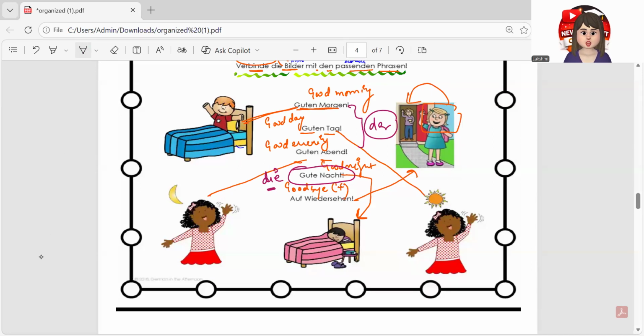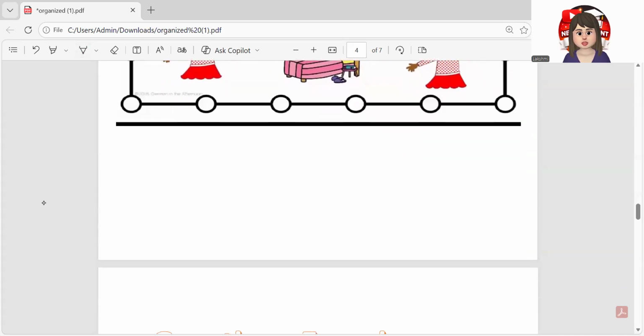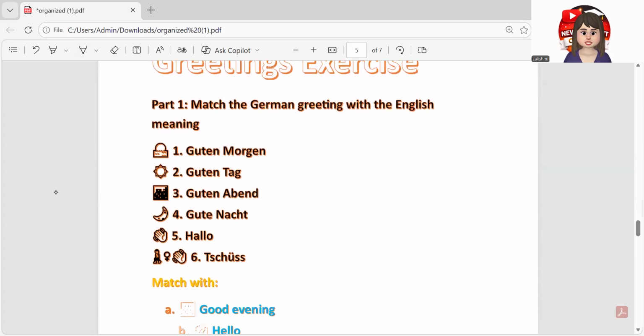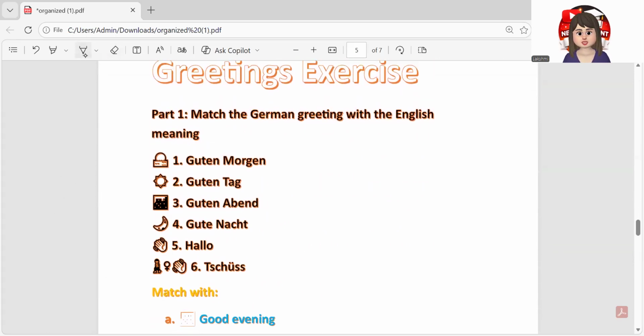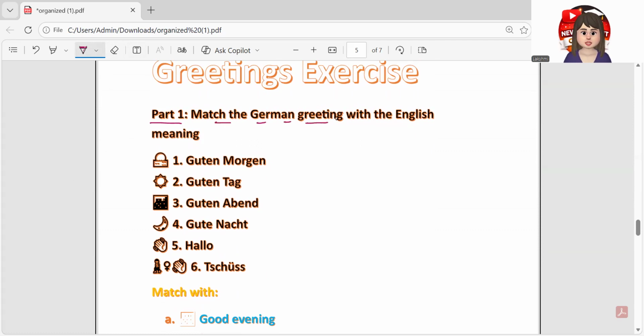Okay, now let's move ahead. Let's practice more exercise questions on this part. So, this is the greeting exercise for you guys. Let's do it together and then you can match your answer side by side. Are you doing it correctly? First part, it's saying match the German greeting with the English meaning.